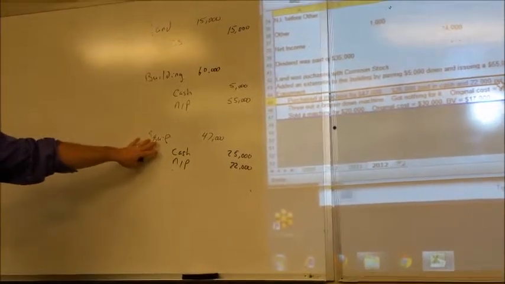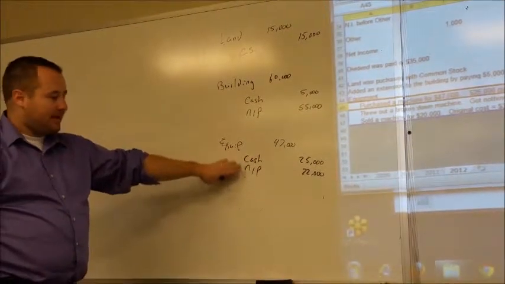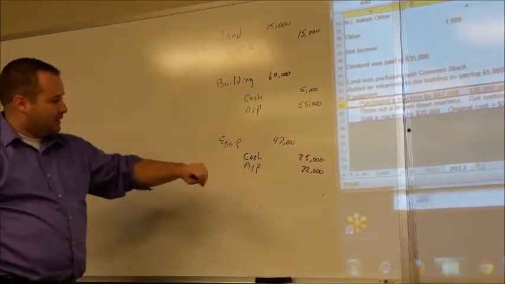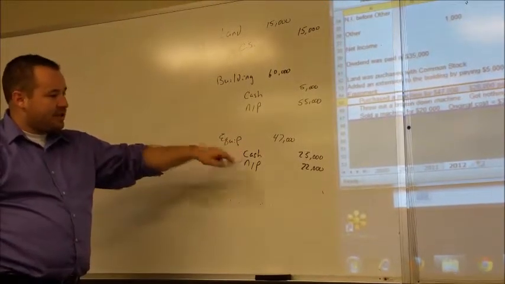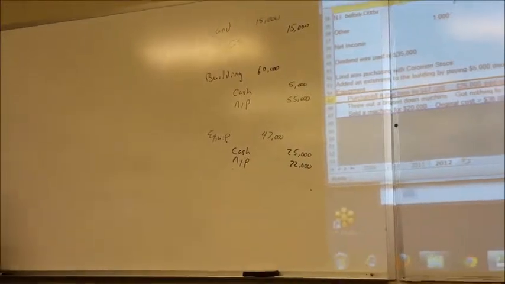Ask myself the two questions. Did this go on the statement? Did this go on the net income? Nothing here goes on net income. Asset, asset, liability. Did it affect cash? Yes. So this does go on the statement of cash flows.